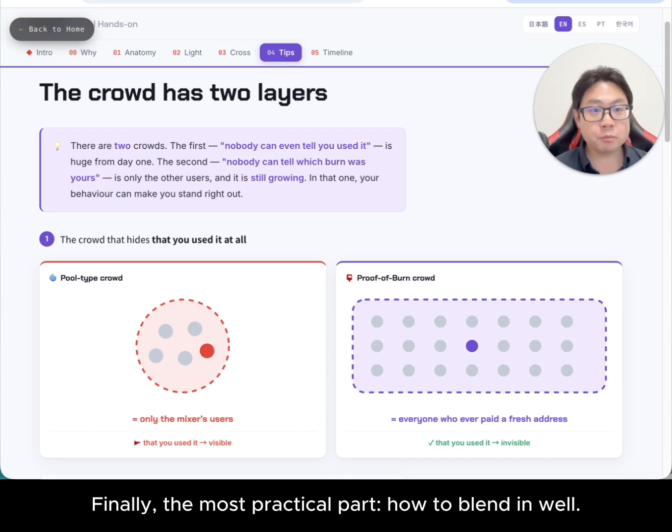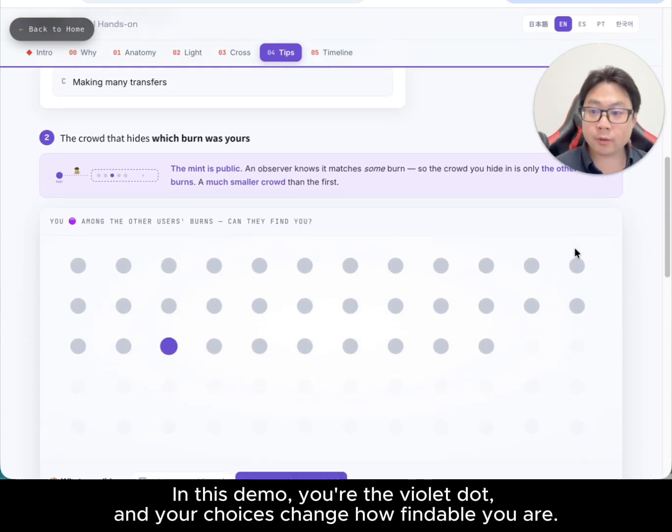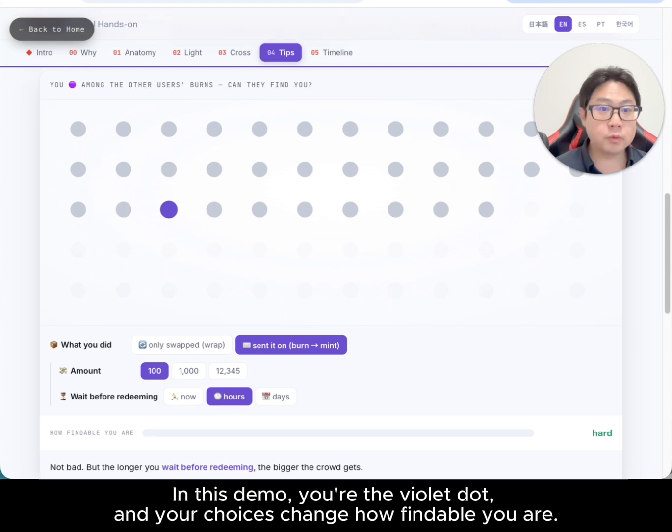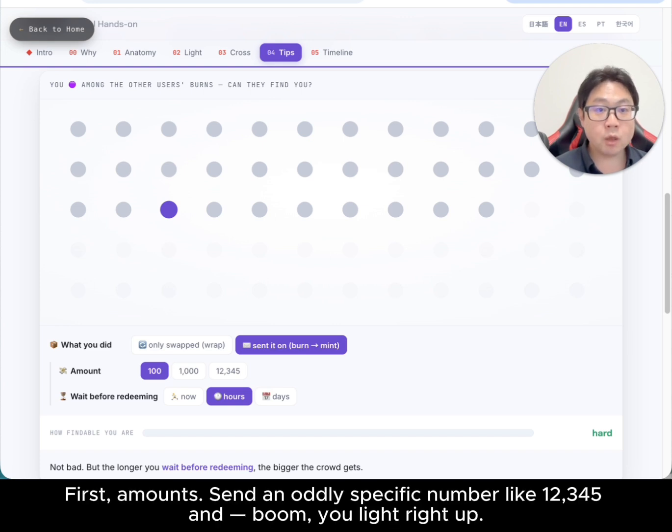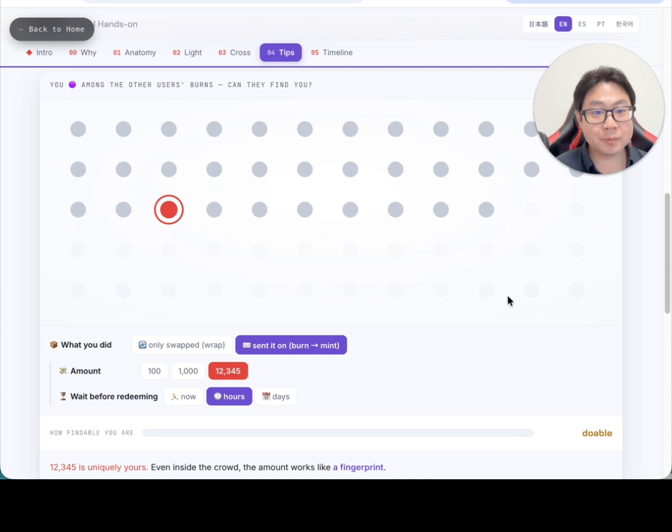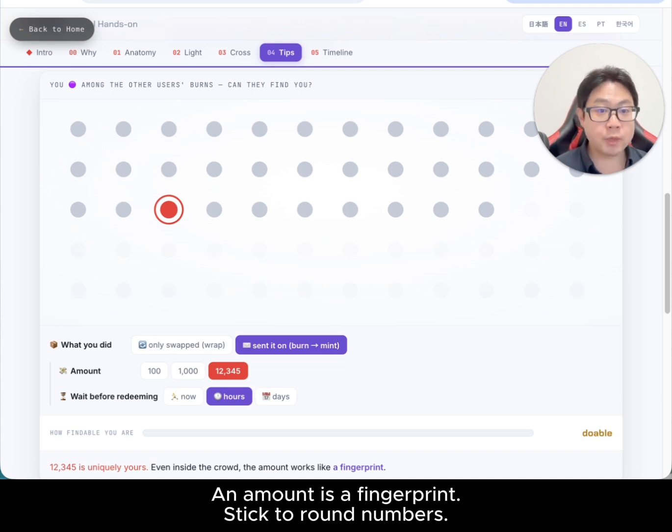Finally, the most practical part, how to blend in well. In this demo, you are the violet dot and your choices change how findable you are. First, amounts. Send an oddly specific number like 1, 2, 3, 4, 5 and boom, you're right there. Amount is a fingerprint. Stick to round numbers.